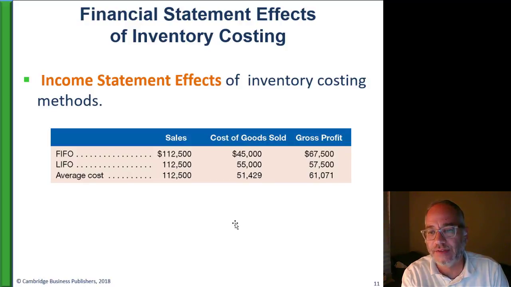So here you can see a comparison of the 3 methods that we have. Retail inventory, by the way, could be used with LIFO, FIFO, and weighted average. It can be used with any one of these. It's just a way of estimating the inventory when it's too difficult to figure out what the cost is.